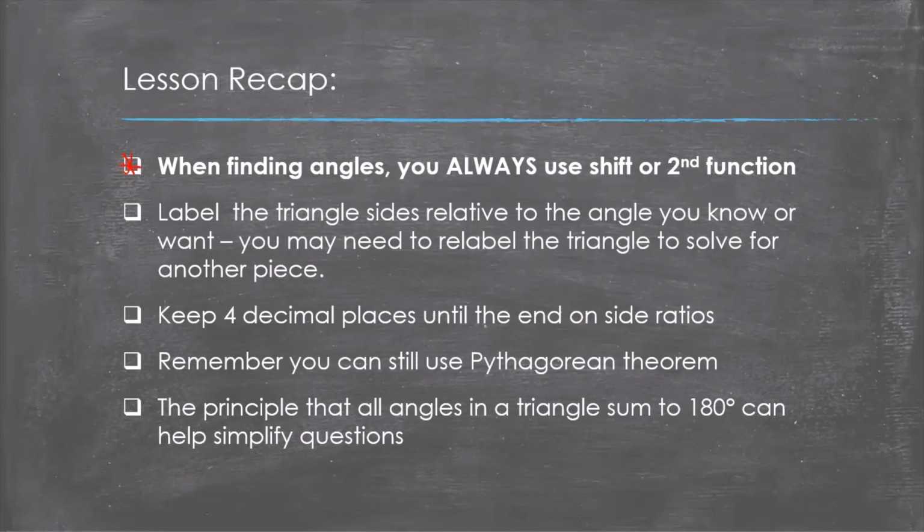Keep 4 decimal places until the end on your side ratios, then round once you find your side. Remember, you can still use Pythagorean theorem. Sometimes I skip it, sometimes I use it. There is choice in these. This is a situation where you're going to end up showing some more work in order to explain what you're doing. And the principle that all the angles in a triangle sum to 180 degrees can help simplify your question. So those are the 5 key things. The most important thing is, remember, when you're finding an angle, you use shift. When you want a side, you don't.